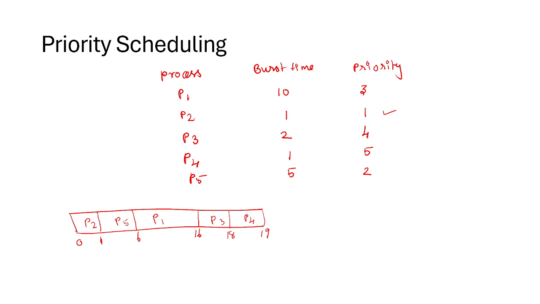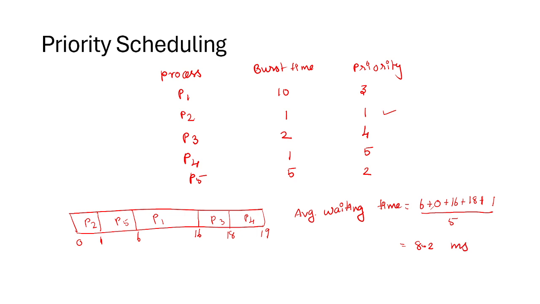So the task which has the highest priority will get the CPU first. Now we calculate the average waiting time. The waiting time of P1 is 6, P2 is 0, P3 is 16, P4 is 18, P5 is 1. Sorry, P5 is 1. The number of tasks is 5, so totally it is 8.2 milliseconds.